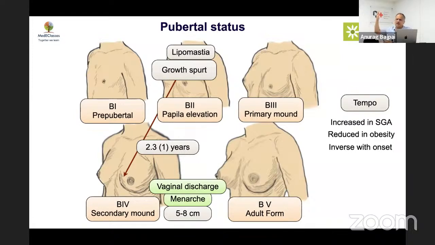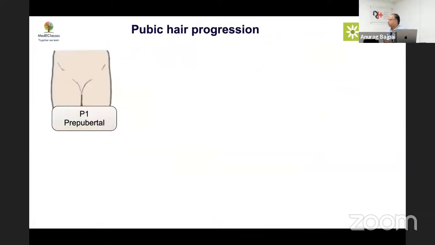Of course, if it's very early, before 6 years, that's a different thing. But between 6 to 8 years, often you see that the thelarchy is early, but the menarche is happening at the same time. So the gap between thelarchy and menarche is increasing.